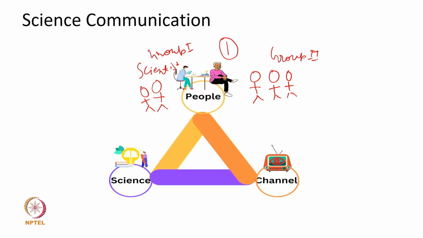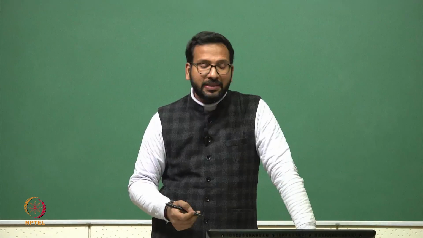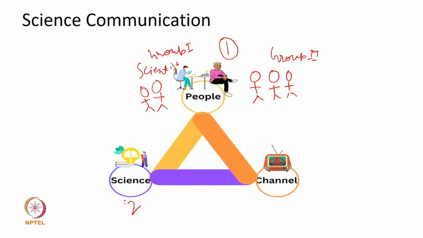The second component is the knowledge, which scientists create in the lab following a scientific process. And the third component is channels. It represents the various mediums the scientific community uses for communicating the findings. It includes everything from traditional print and broadcast media to digital platforms and social media.